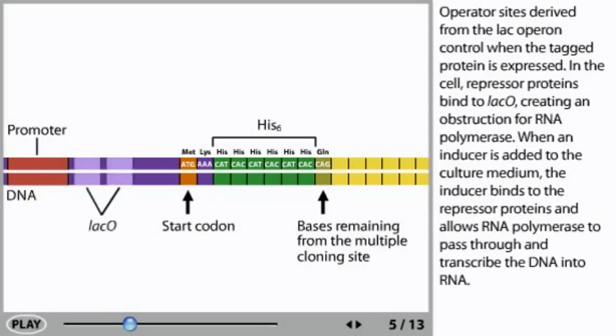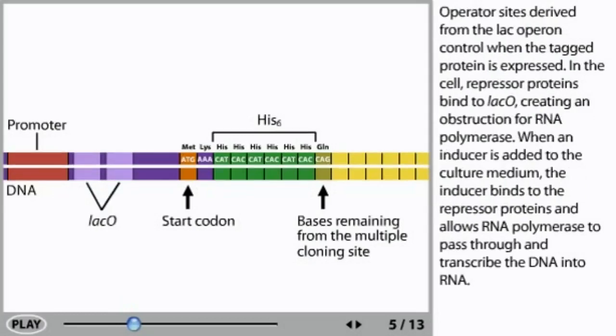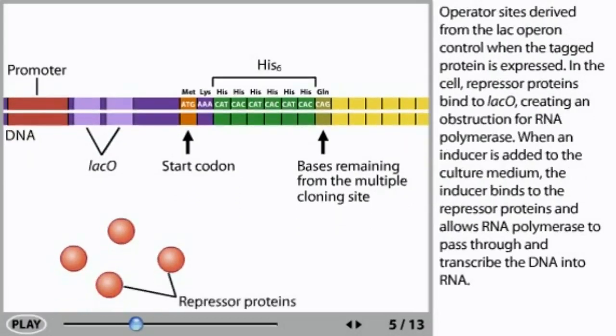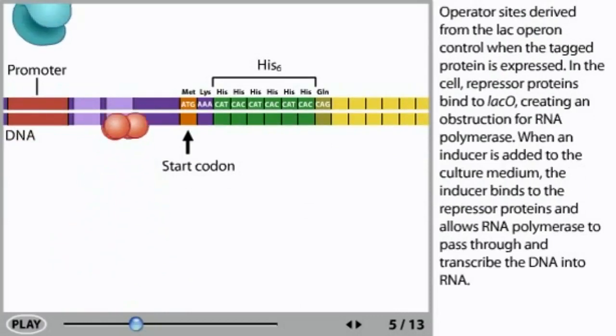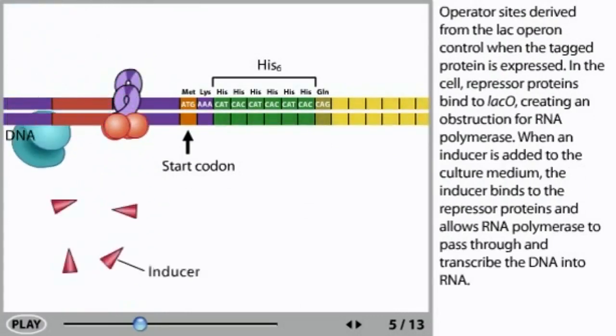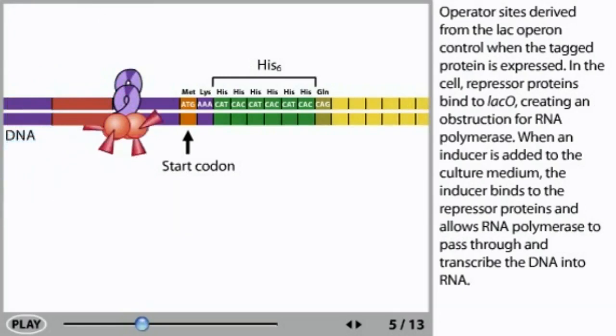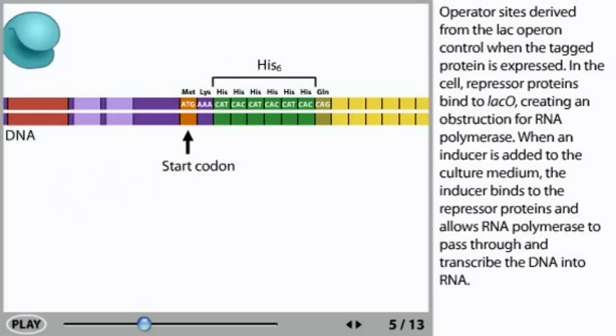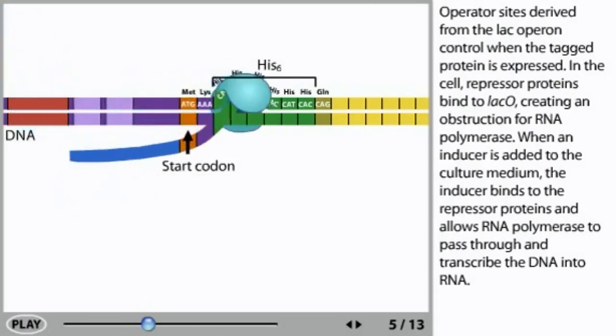Operator sites derived from the lac operon control when the tagged protein is expressed. In the cell, repressor proteins bind to lacO, creating an obstruction for RNA polymerase. When an inducer is added to the culture medium, the inducer binds to the repressor proteins and allows RNA polymerase to pass through and transcribe the DNA into RNA.